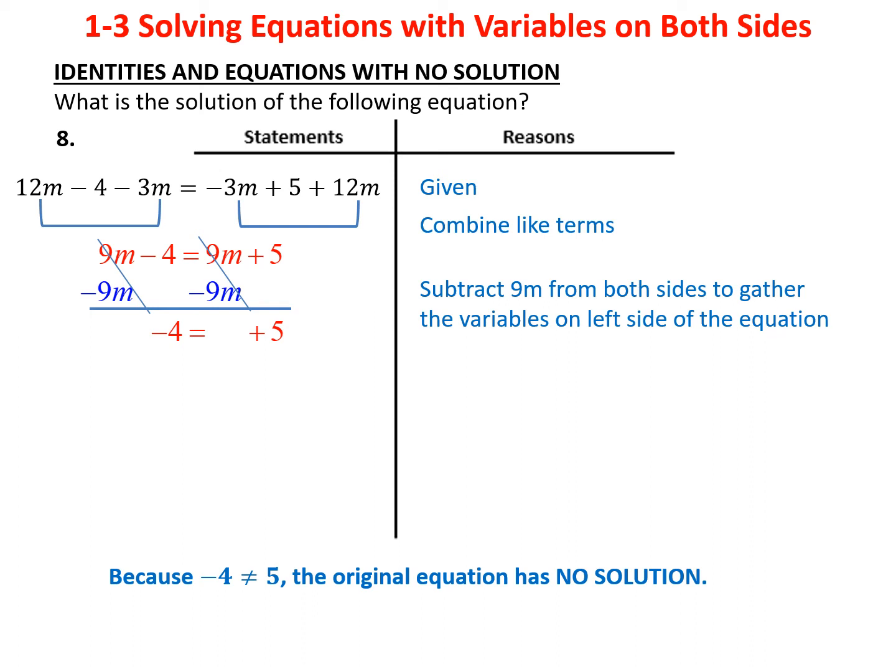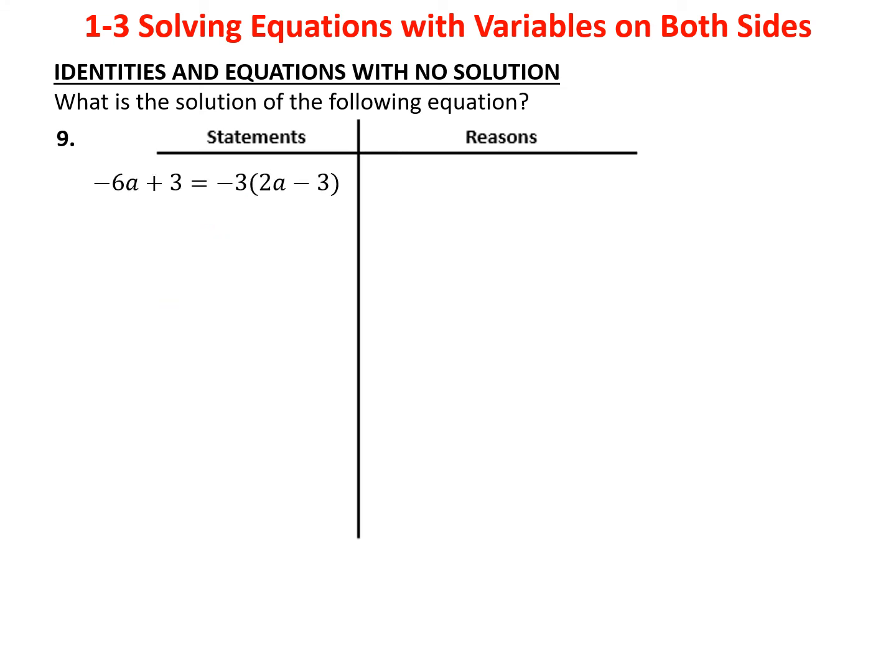All right. So I have two more questions for you to try on your worksheet. So in this one, you're going to want to undo the grouping with the distributive property, and then you're going to want to get the variables on the same side and see where you go from there. In this one, you're going to undo the grouping symbols with the distributive property.